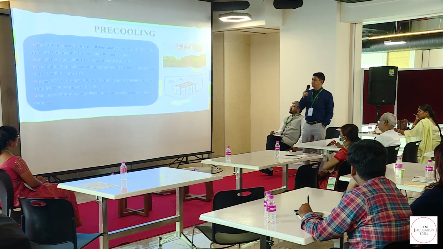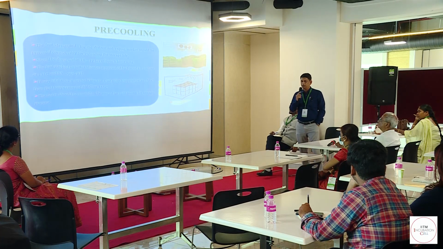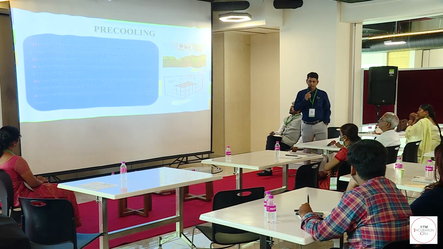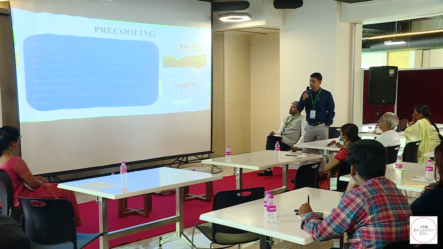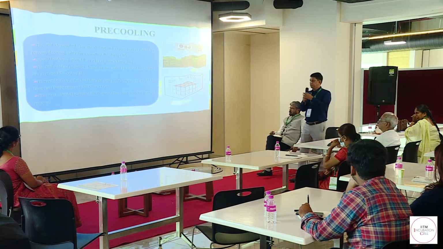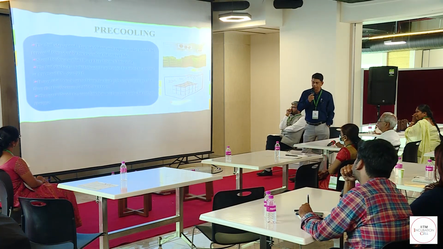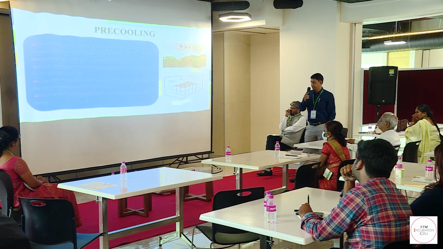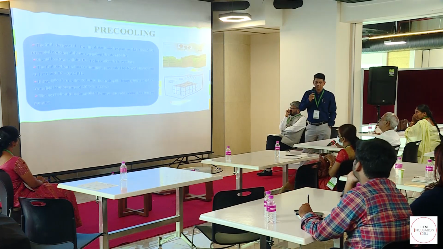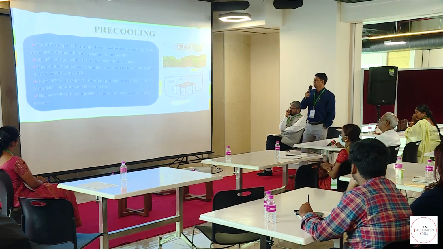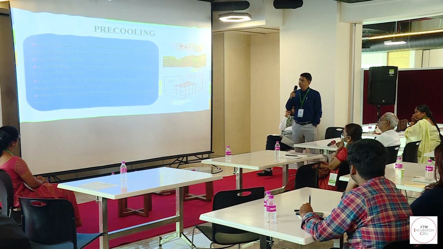Pre-cooling is mainly performed on the farm itself in order to remove the field heat. Once it is harvested, the field heat is around 30 to 35 degrees centigrade. So it should be removed, or the temperature of the fruit should be reduced to 10 to 15 degrees centigrade. This is a very important operation that should be performed on the farm. There are different types of pre-cooling methods.